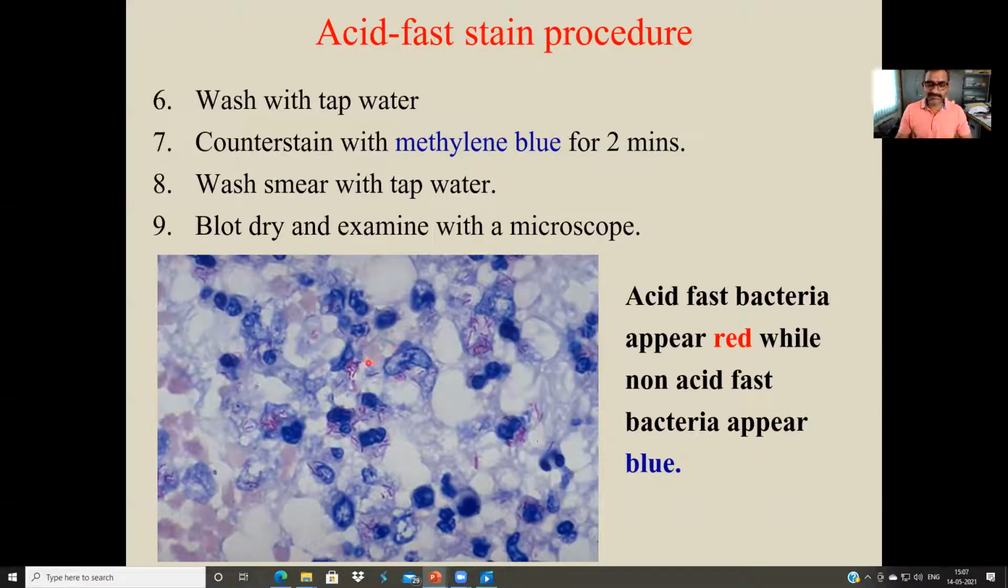The acid fast organisms, which will not lose the stain, which resist the acid, look reddish in color by taking the carbol fuchsin. The non-acid fast organisms look blue in color by taking the methylene blue. So this is the procedure of acid fast staining.